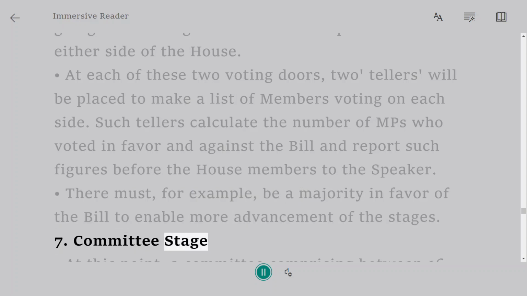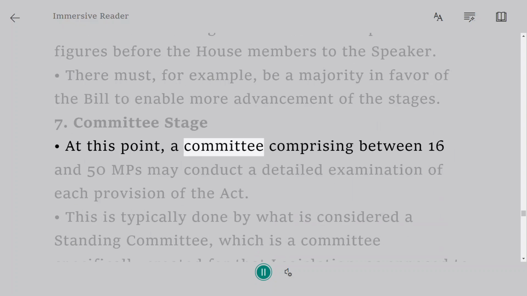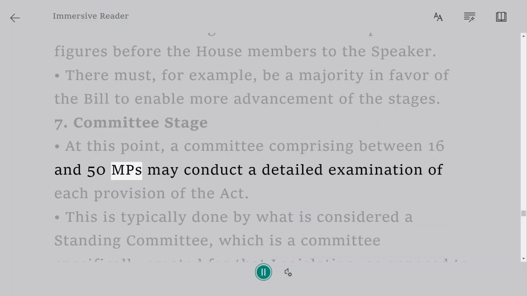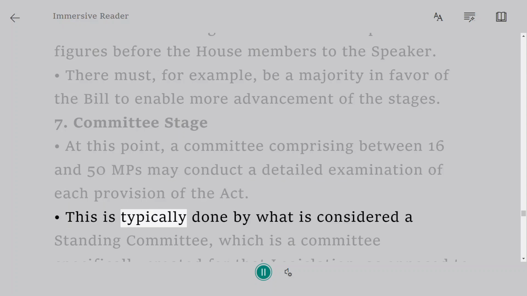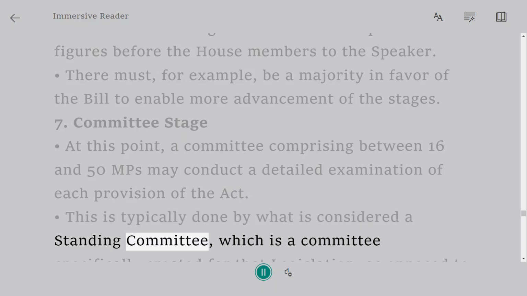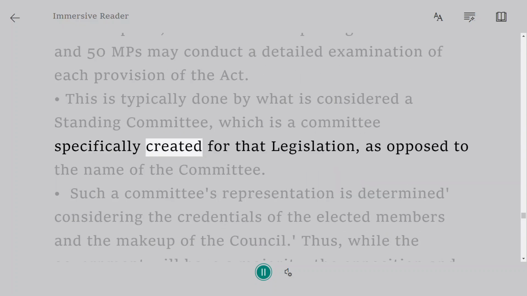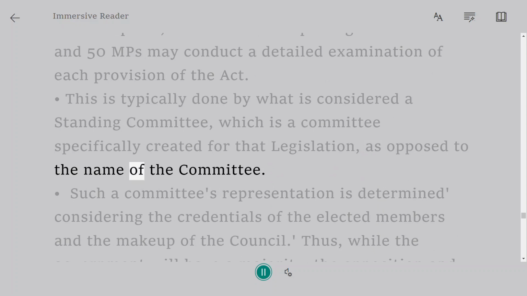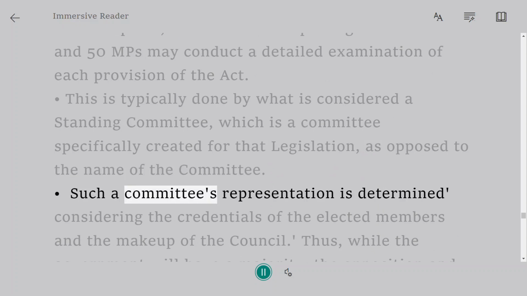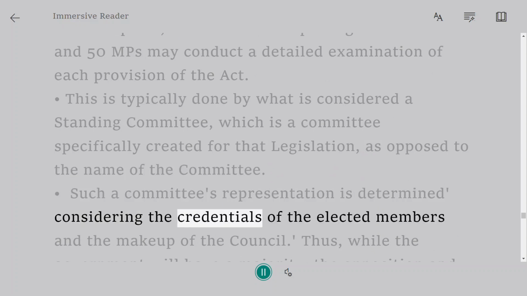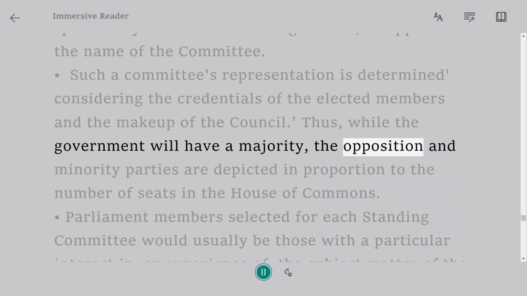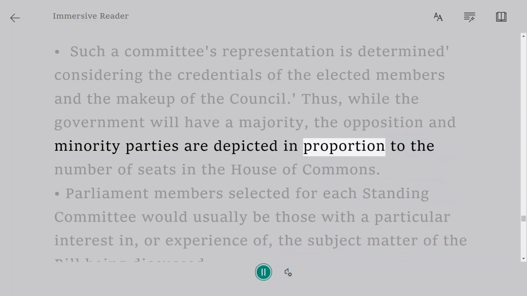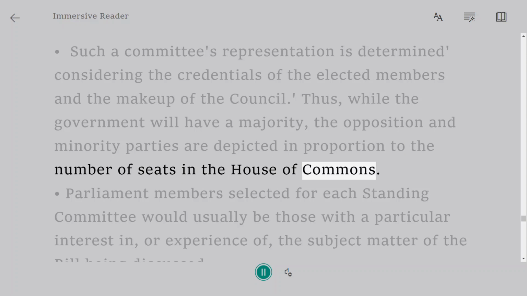7. Committee stage. At this point, a committee comprising between 16 and 50 MPs may conduct a detailed examination of each provision of the Act. This is typically done by what is considered a standing committee, which is a committee specifically created for that legislation, as opposed to a committee with a standing name. Such a committee's representation is determined considering the credentials of the elected members and the makeup of the council. Thus, while the government will have a majority, the opposition and minority parties are represented in proportion to the number of seats in the House of Commons.